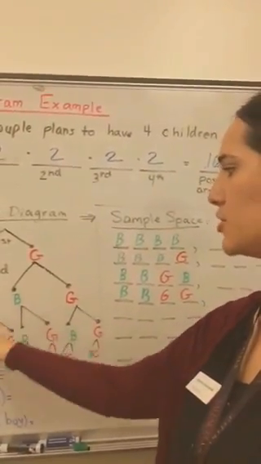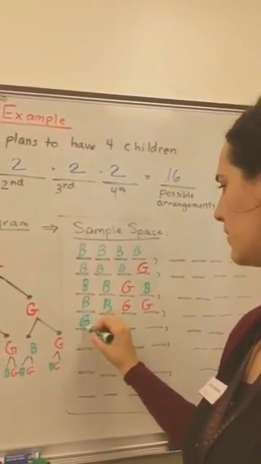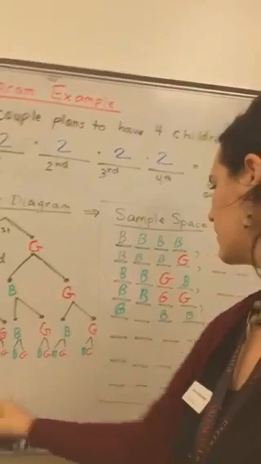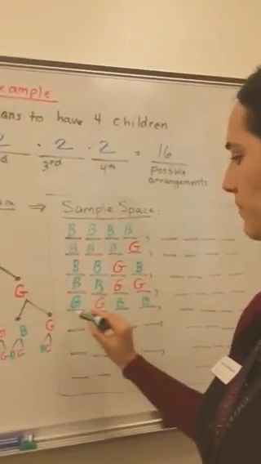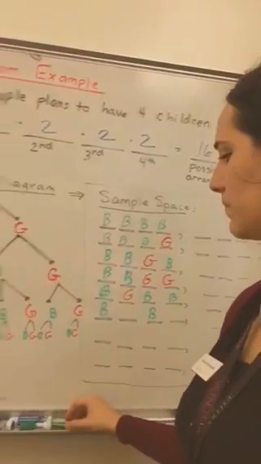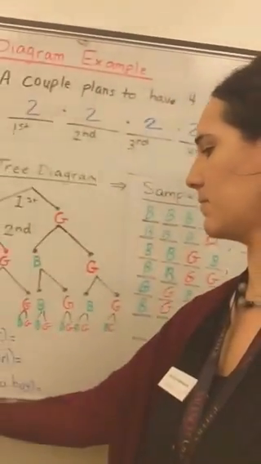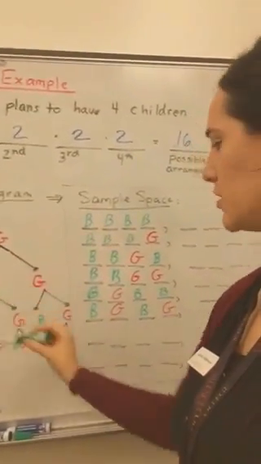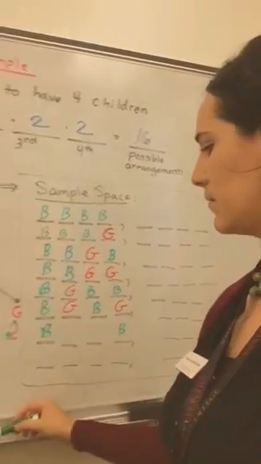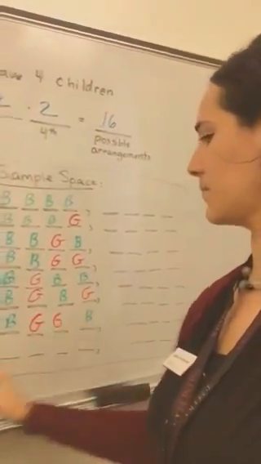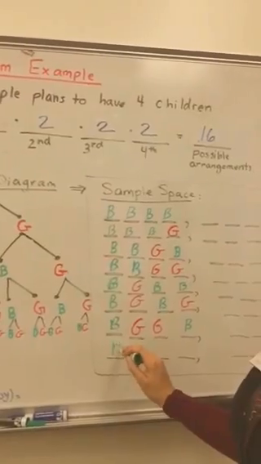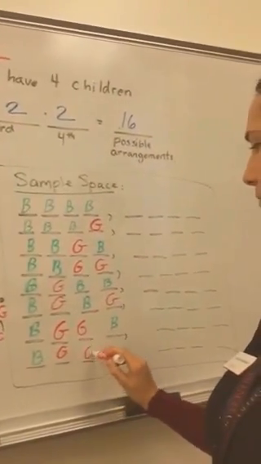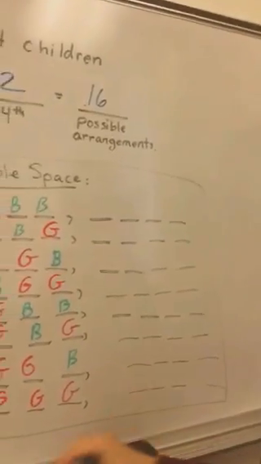We would get BGBB, BGBG, BGGB, BGGG, and now if we're clever, we could do the same thing for the other half of our 8 items in our sample space, simply switching the letters.